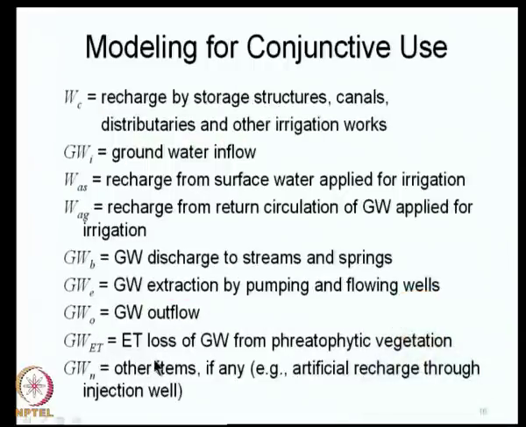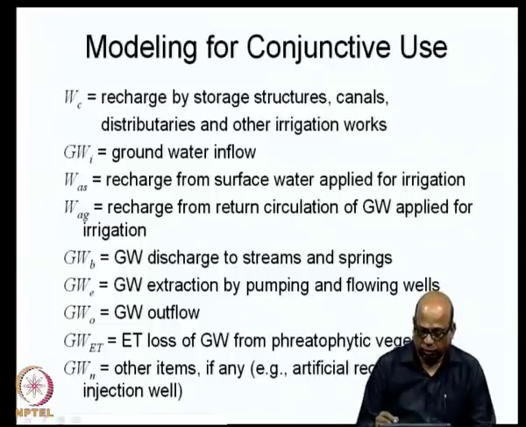If you want to go into further details, you can also add the ET losses of phreatophytic vegetation. That means there are vegetations which are directly dependent on the water table itself. They take the water directly from the water table. So, they are called phreatophytic vegetation. Typically, these have large depths of roots, that means large lengths of roots which extend into the water table itself.